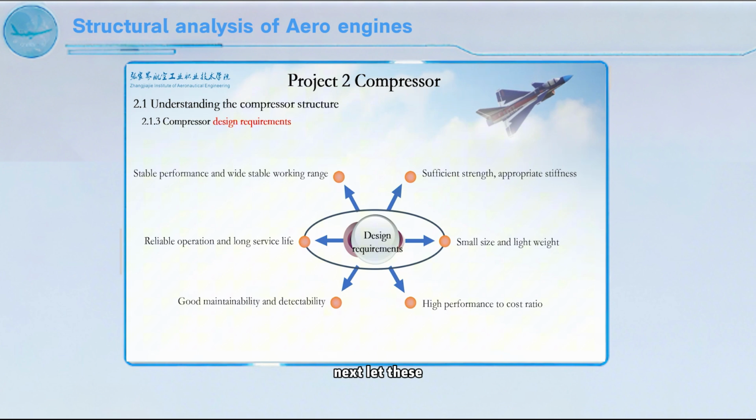Next, let's take a look at the design requirements for compressor components. First, the performance of the compressor should be stable and have a wide stable operating range. Second, the compressor structure should have sufficient strength and appropriate rigidity. Third, it should work reliably and have a long service life. Fourth, it should be small in size and light in weight. Fifth, it should be easy to maintain and detect. Sixth, it should have a high performance to manufacturing cost ratio.